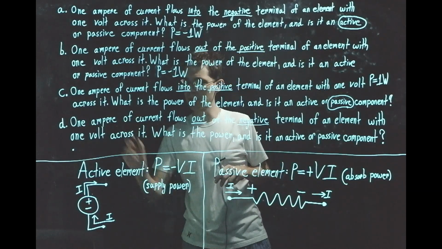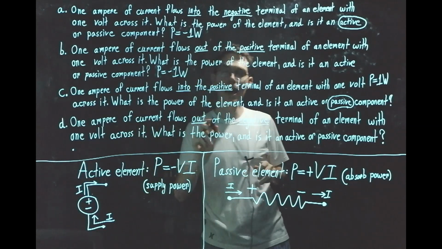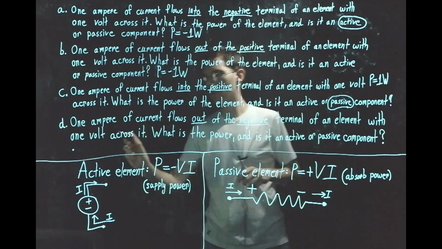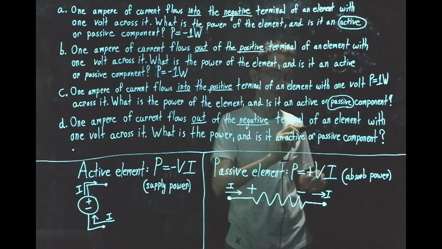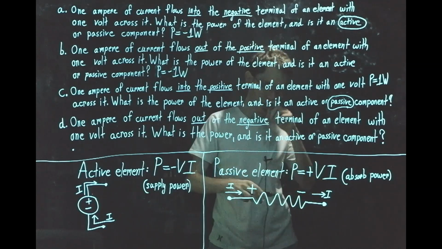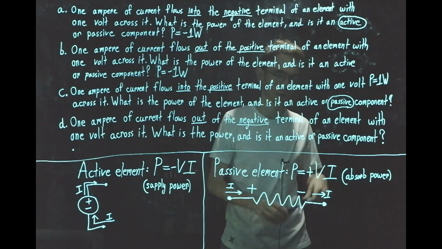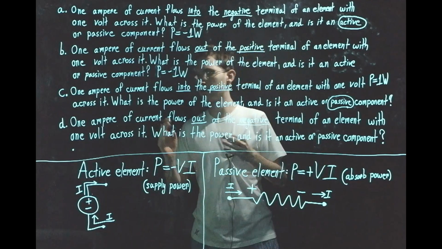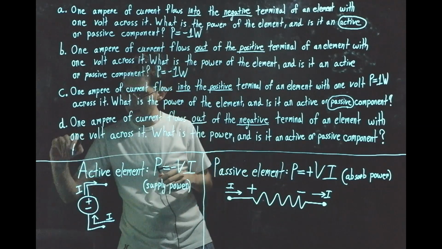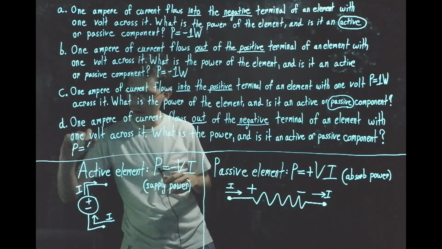And finally, prompt D, 1 ampere of current flows out of the negative terminal of an element with 1 volt across it. What is the power, and is it an active or passive component? In passive components, the current flows out through the negative terminal, and the power calculation is positive. Therefore, the power is a positive 1 watt again.